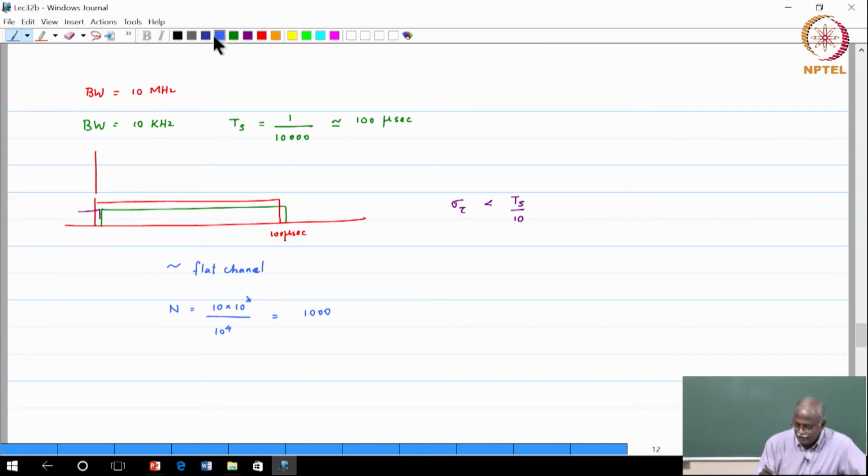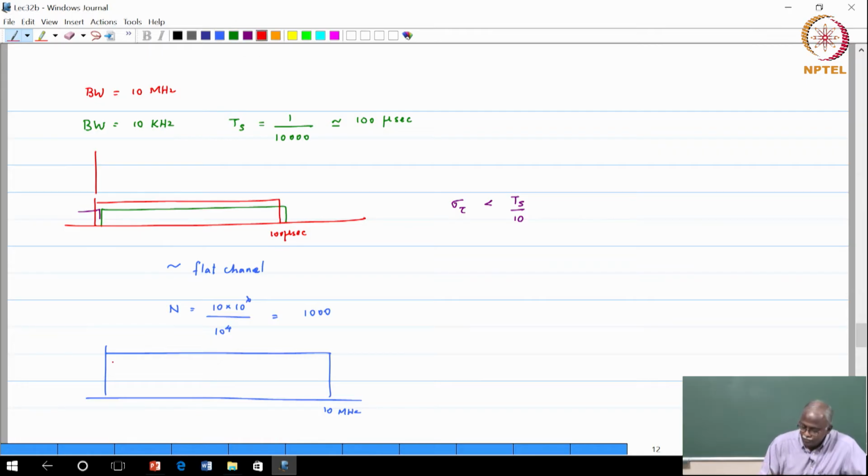So what we have done is take a wideband signal, 10 megahertz, and divide it into subchannels, each 10 kilohertz wide. Then you have completely transformed the problem into a domain for which we have a lot of tools. This is why we are so interested in OFDM.